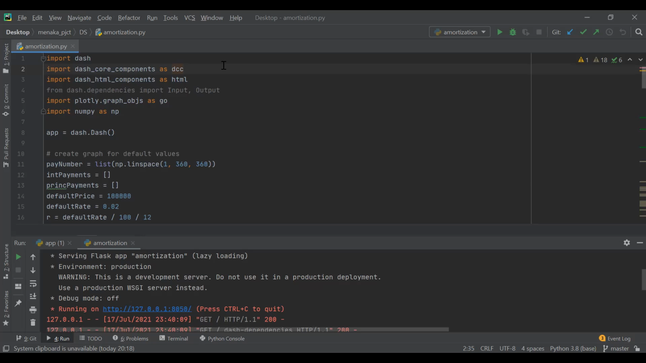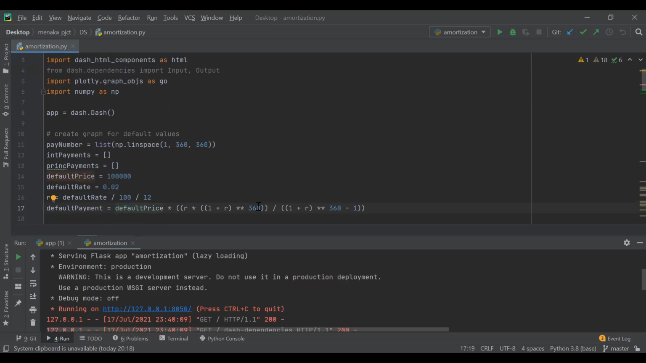We all know the EMI formula, that is P into R into (1 plus R) to the power n, divided by (1 plus R) to the power n minus 1. That is the formula for calculating the EMI. Here P is the loan amount, R is the interest rate, and N is the tenure in number of months. Here I have taken 360 months, so that is around 30 years of loan.